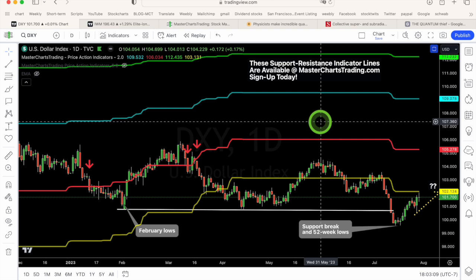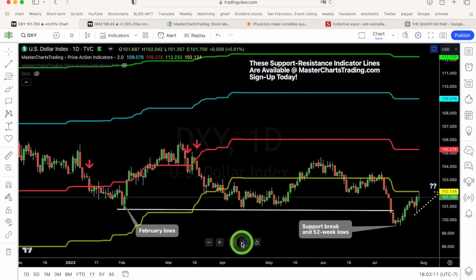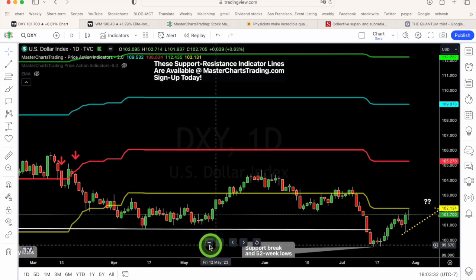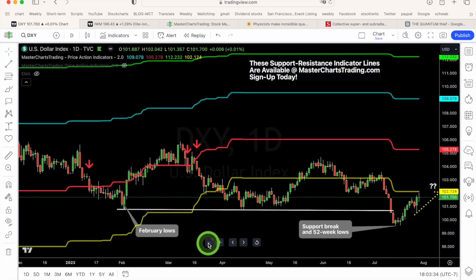Switching gears, we're looking currently at DXY, the dollar currency index. This is the dollar versus various currencies like the euro, Japanese yen, British pound, Swiss franc, and I believe some of the Nordic currencies as well. So it's a weighted index with the euro dominating this index. Currently, the dollar is in a downtrend.